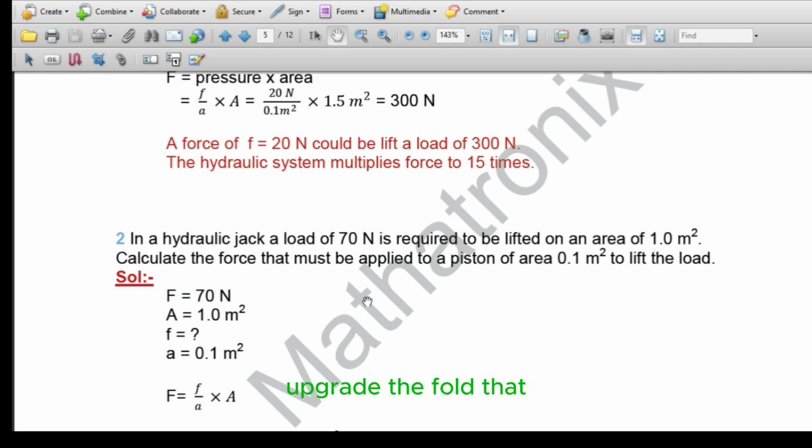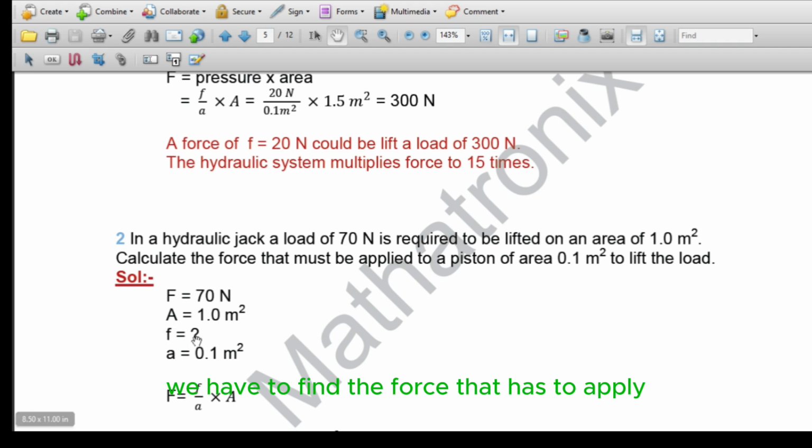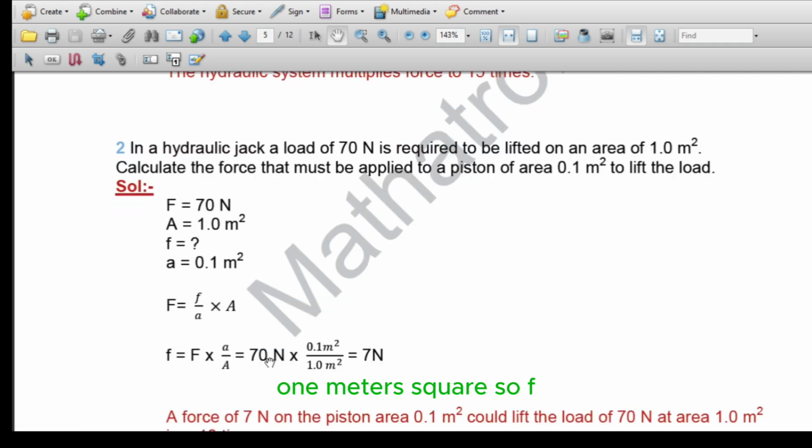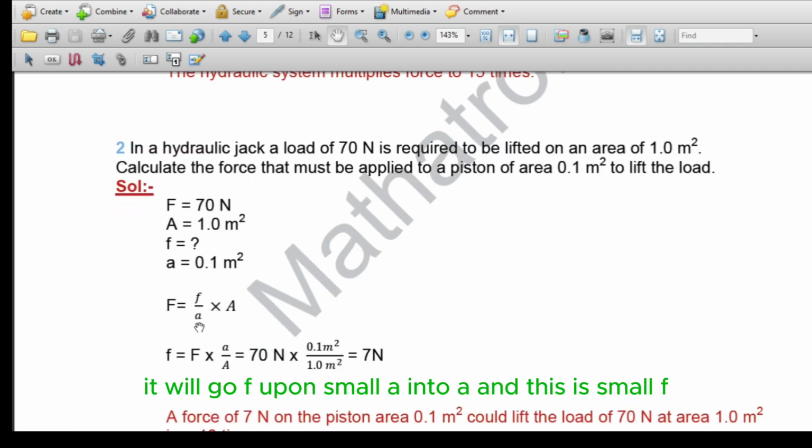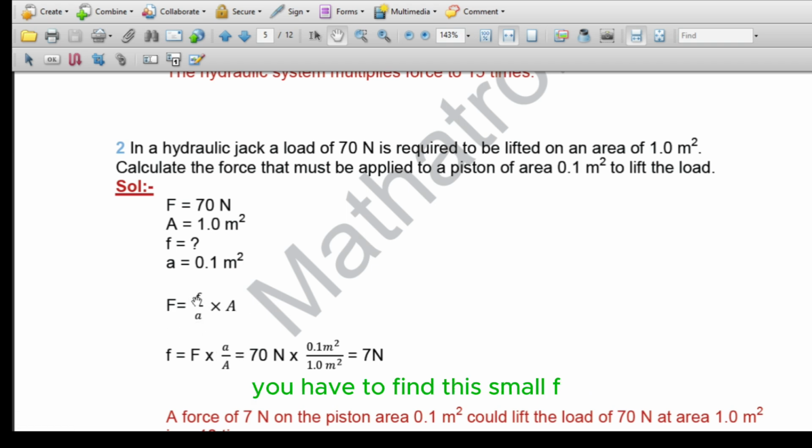Calculate the force that must be applied to a piston of area 0.1 m² to lift the load. So we have to lift 70 Newton while the area of that load side piston is 1 m², and we have to find the force that has to be applied to lift this load, while the area of that piston is 0.1 m². So F is equal to F upon small a into A, and this is small f. We have to find this small f.